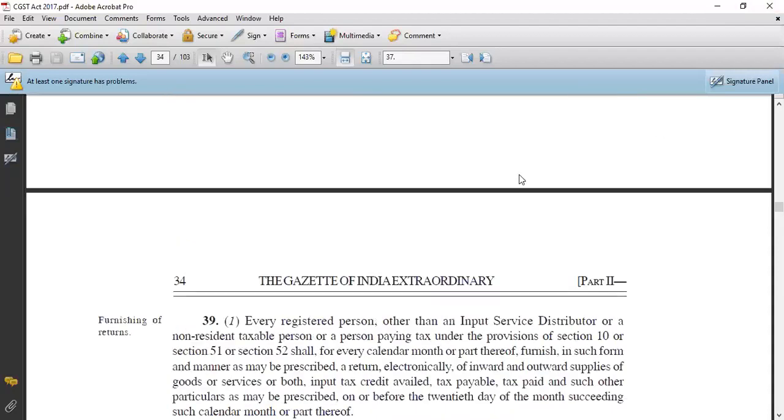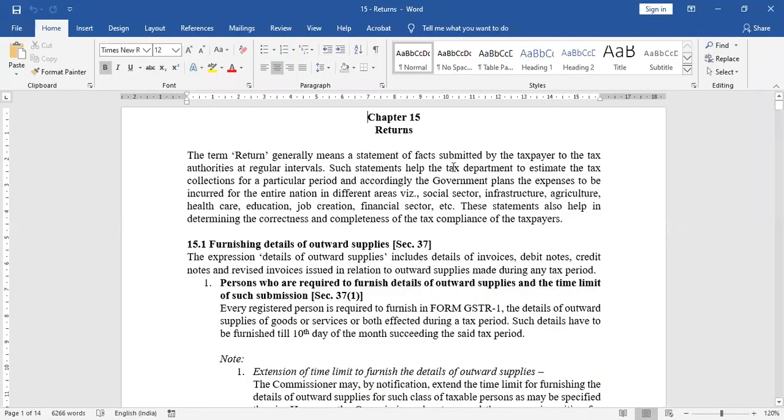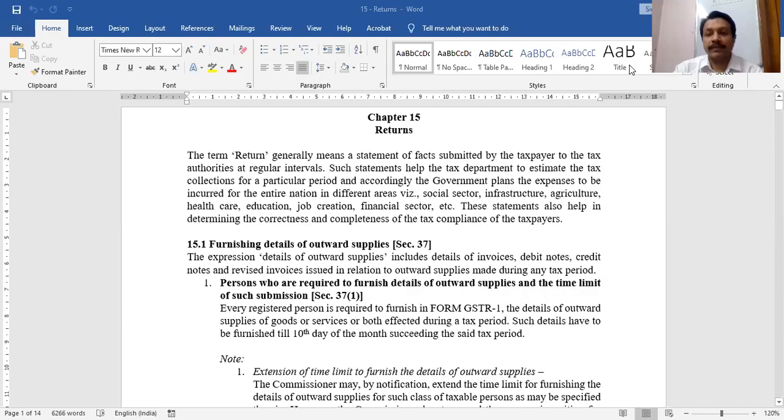So now let me share with you the simplified version of this topic, returns, from my book. Can you see this Word file? Kindly reply through the chat window. Can you see this file?